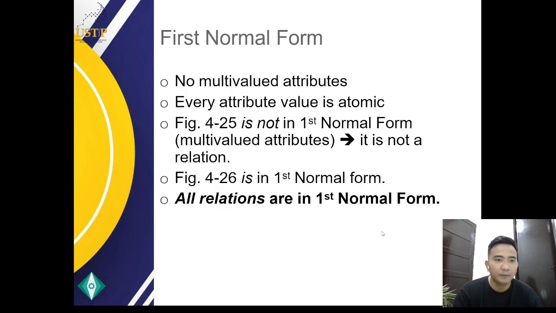Okay. So in the first normal form, no multi-valued attributes. Every attribute value is atomic.